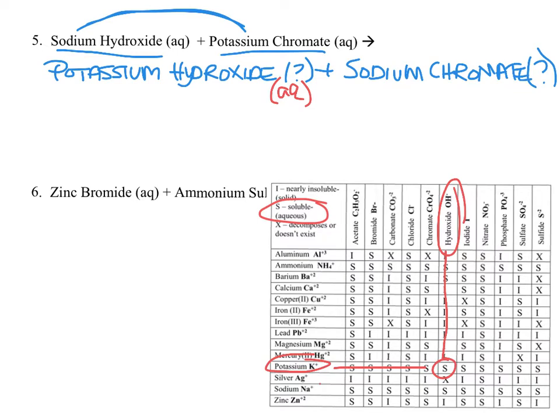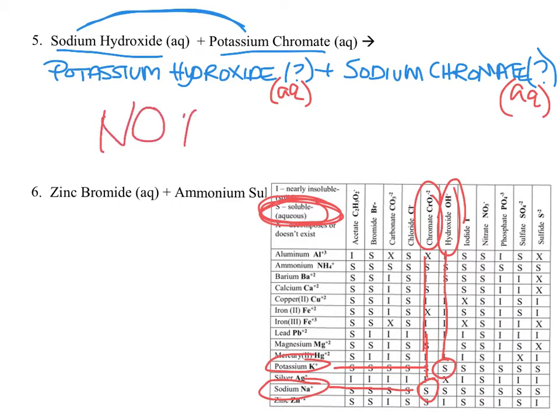If we look at sodium chromate, here's sodium. Here's chromate, going down, going over. This ends up being an S as well. What does that mean? Remember, the S doesn't stand for solid, it stands for aqueous because it's S soluble. So in this case, after we mix them together, everything stays aqueous. So there's no solid that comes out of solution.